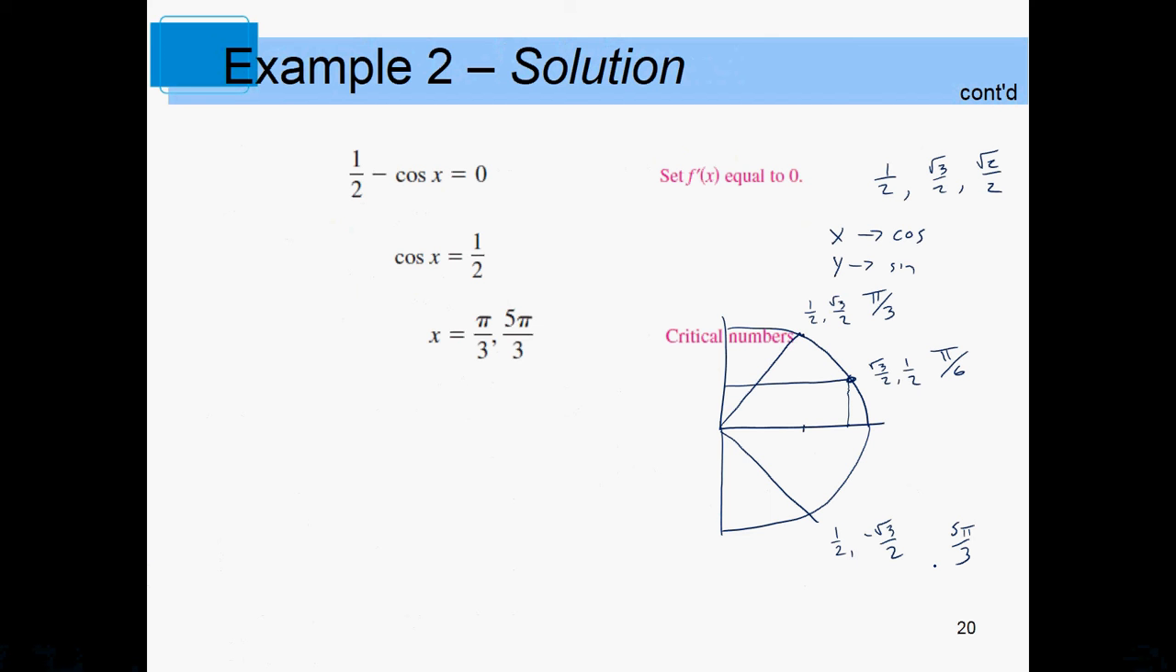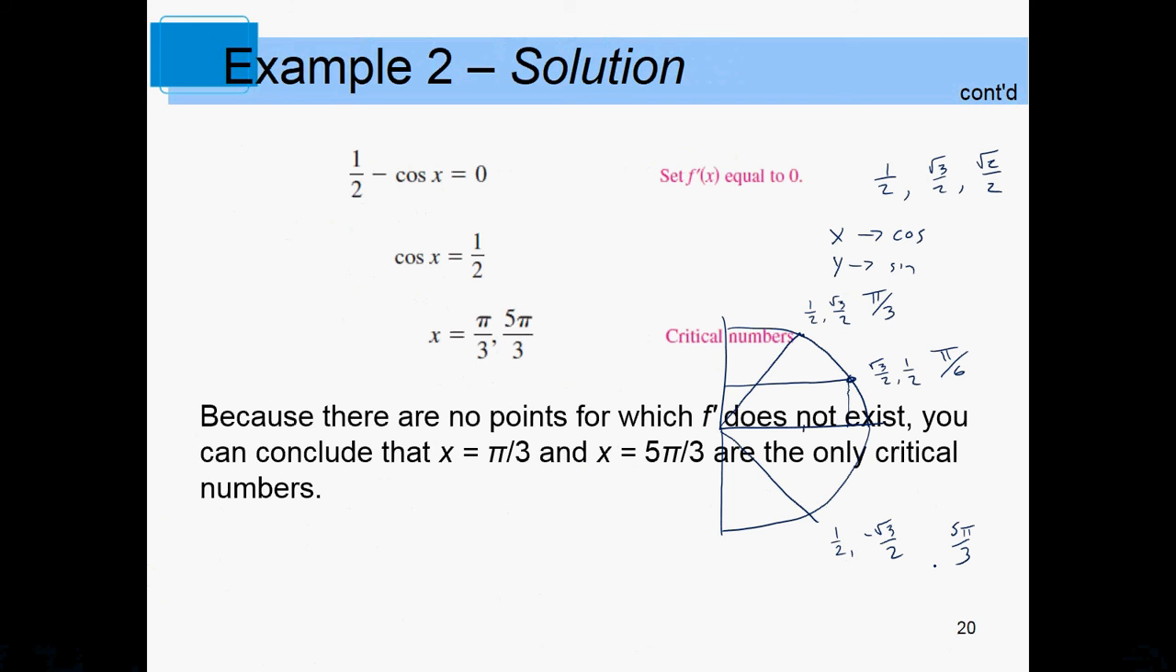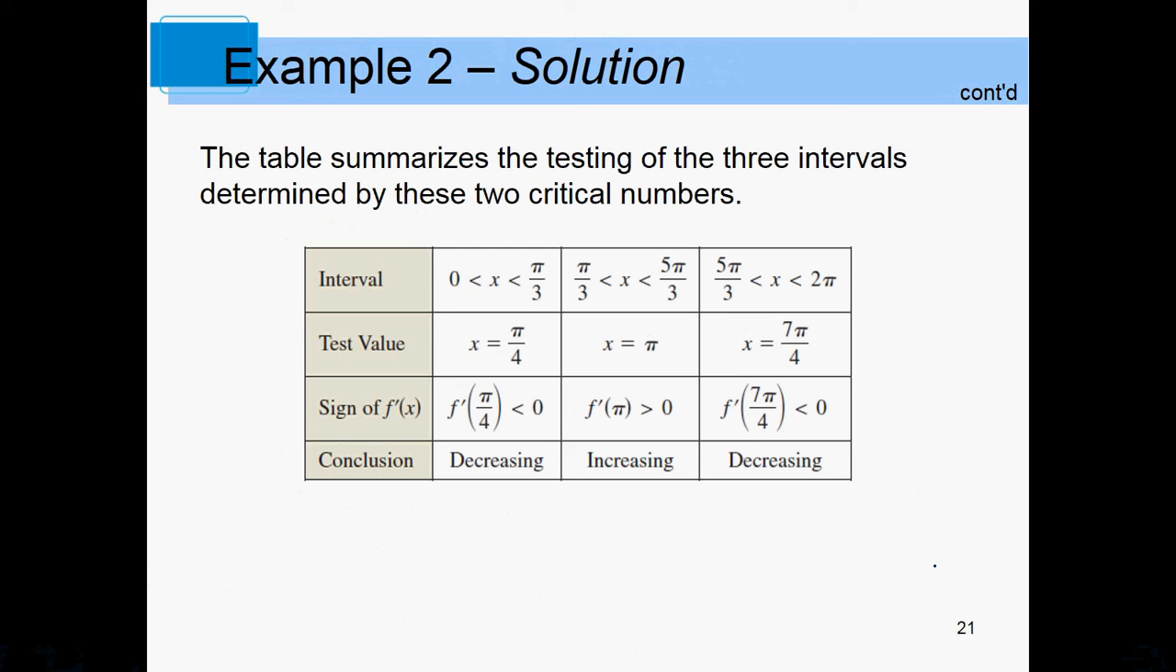So I'm going to set up my test intervals. I know that the derivative exists everywhere. It's not undefined, because remember that we have that condition that says our critical numbers are anywhere that the first derivative is equal to 0 or anywhere that the first derivative is undefined. Since there's nowhere it's undefined, these are going to be our only critical numbers. So we set up our test interval. Let's do it my way too.